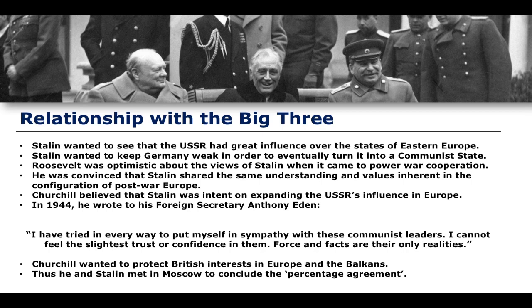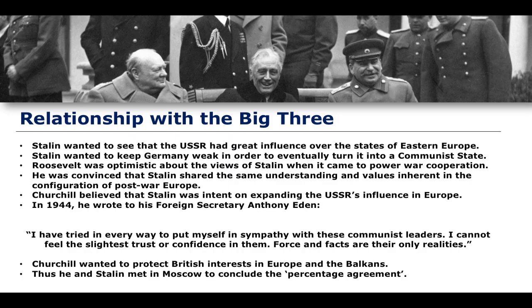Roosevelt, however, on the other hand, of course, was the President of the United States, and he was optimistic about the views of Stalin when it came to the idea of cooperation. He was convinced that Stalin shared a similar set of values and ideas as the rest of the big three when it came to the way in which Europe would look after the end of the Second World War. So Roosevelt was a lot more positive towards Joseph Stalin. But we will then see not long afterwards that the president that replaces Roosevelt, Truman, is a lot more skeptical of Stalin, and a lot more skeptical of the Soviet Union, which is really where we start to see the beginnings of the Cold War start to take shape.